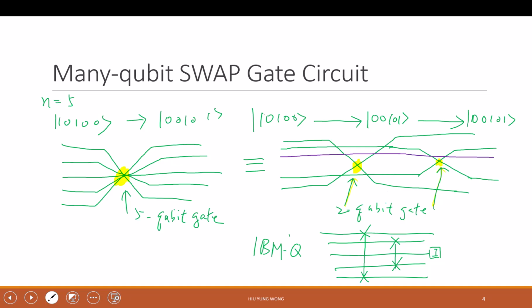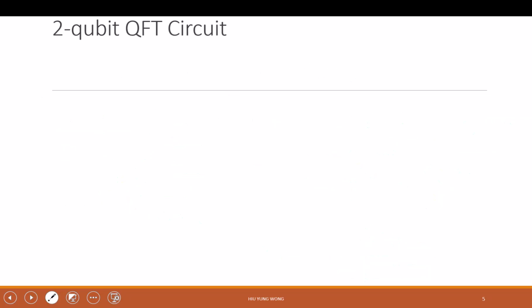So yeah, it's almost impossible to build a 100-qubit gate because of the physics, right? You need to involve all 100 qubits to interact together. And now I do want 52-qubit gates. That is much easier. Okay, so I introduced this. I just hope you understand the meaning of the swap gate. Then let's go to the quantum Fourier transform, right?